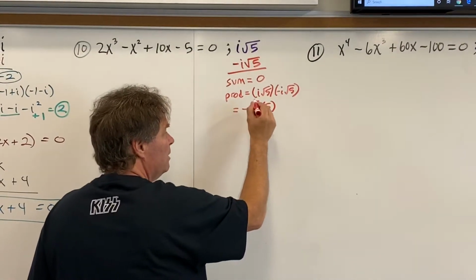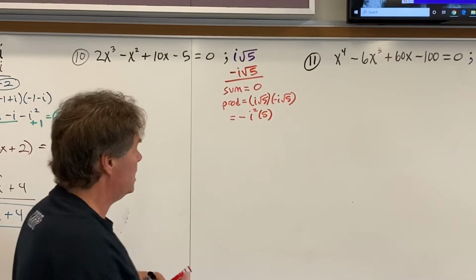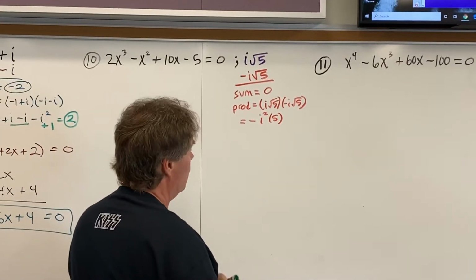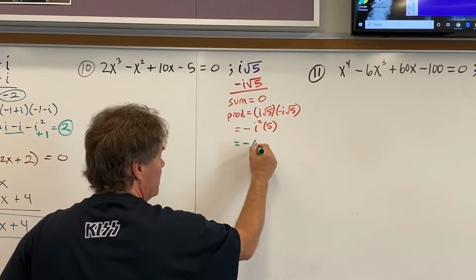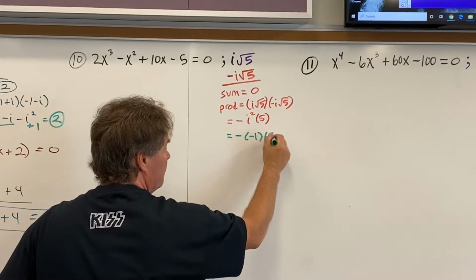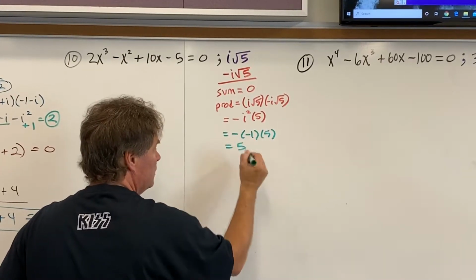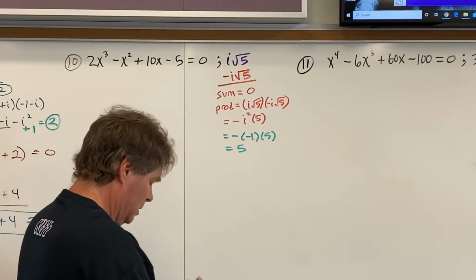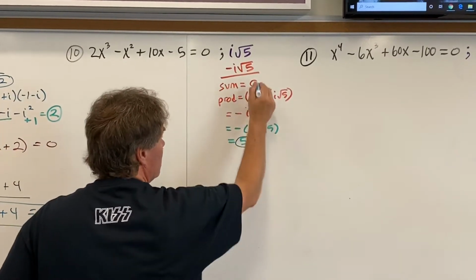So it's negative i squared times 5, but i squared is negative 1. So it's going to be negative 1 times 5. Well, negative times negative is positive, so that all just multiplies out to be 5. So the product is 5, the sum is 0.